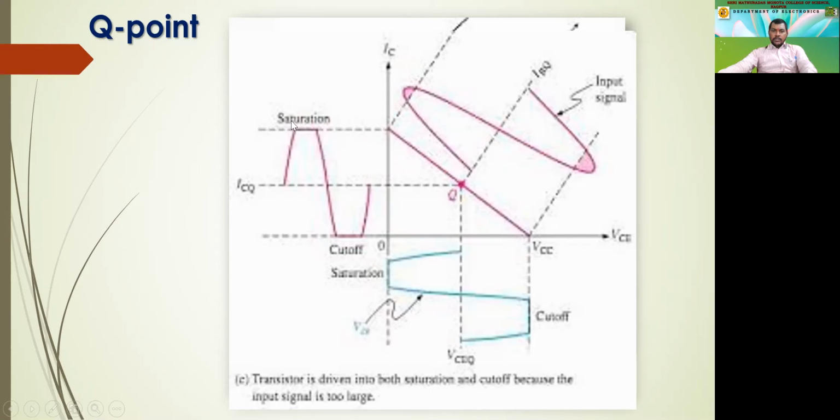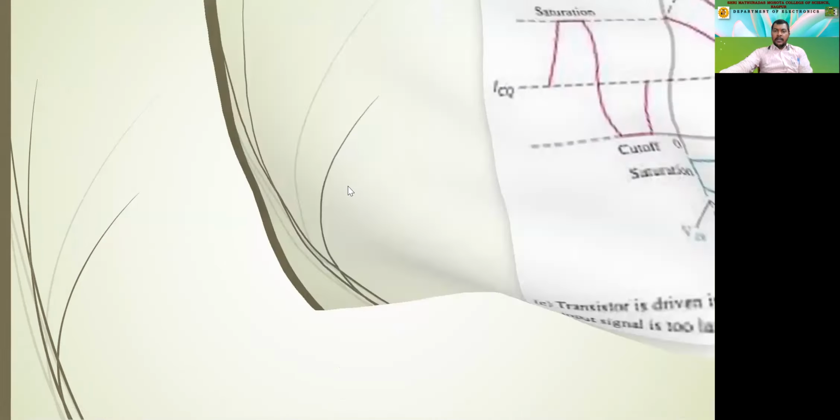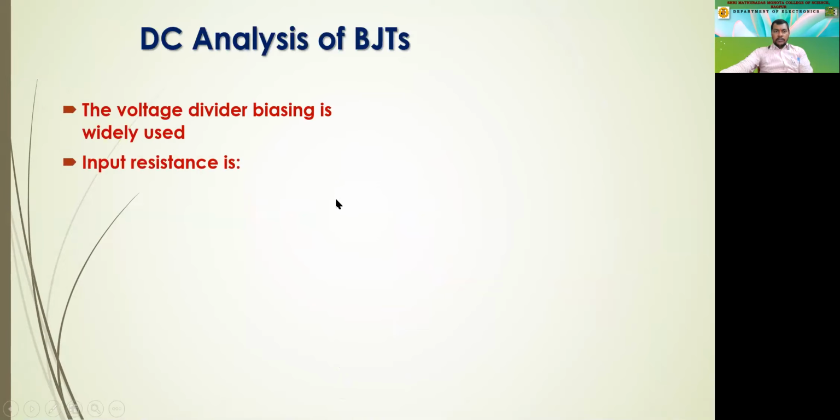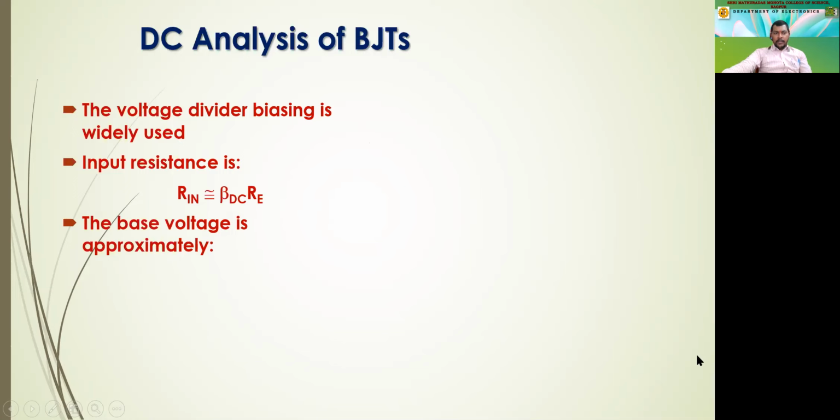Or else it will go in saturation or cutoff, and the whole signal which we are supposed to give in the input will not be coming at the output, right? So for that we require that the transistor should work in the active region, and this is the importance of that Q point, and that can be derived by that. So the DC analysis of BJT, the voltage divider biasing is widely used. Input resistance is R_in equal to beta into RE. The base voltage is approximately VB equal to VCC into R2 by R1 plus R2.